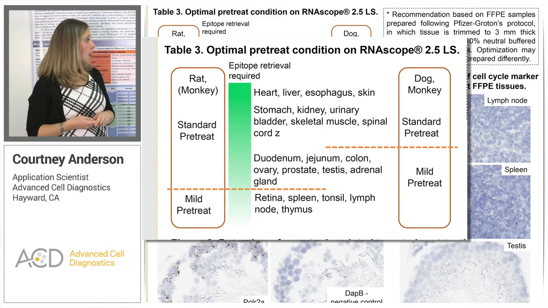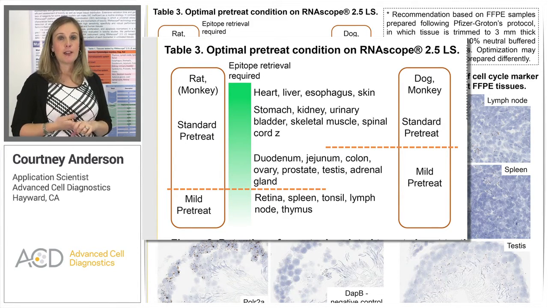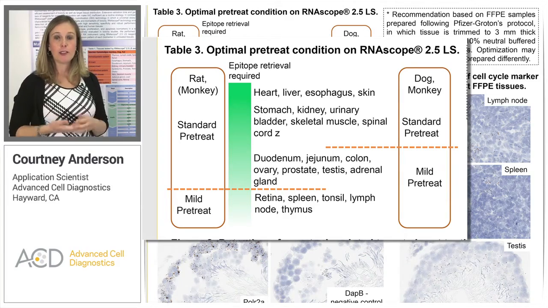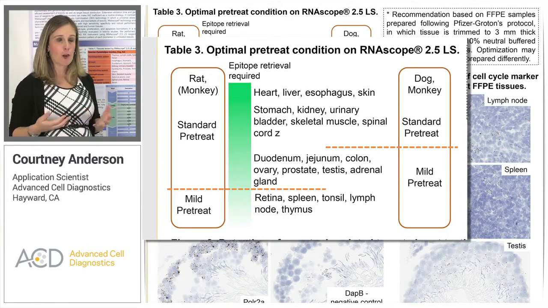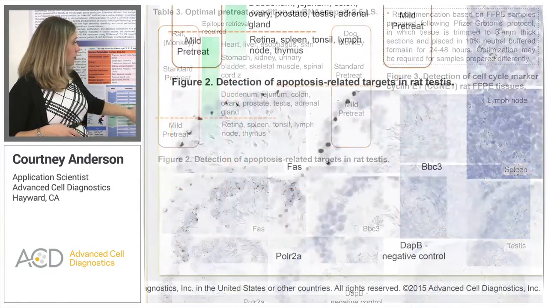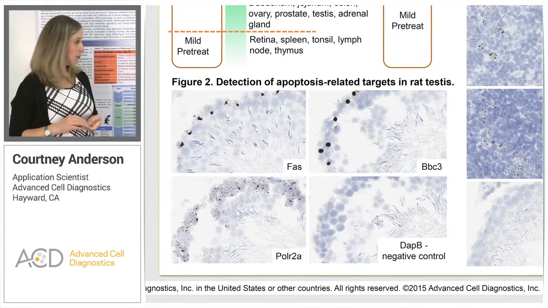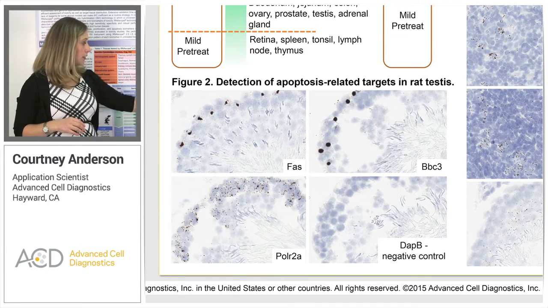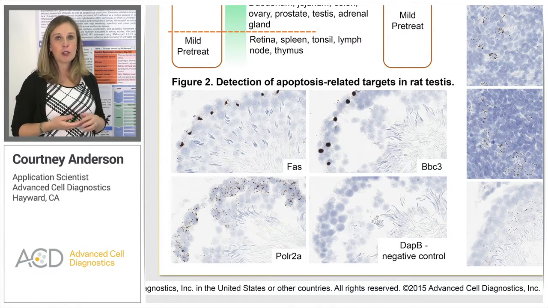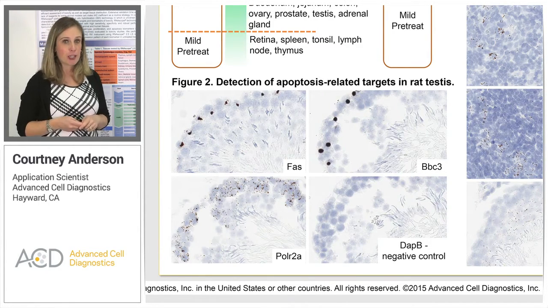Okay. Now for the second part of this, we wanted to analyze several specific biomarkers and see what their expression pattern was like in a variety of tissues. For figure 2 here, we first looked at some apoptosis-related biomarkers in the rat testes. We looked at the genes FAS and BBC3, which are p53-regulated pro-apoptotic genes.